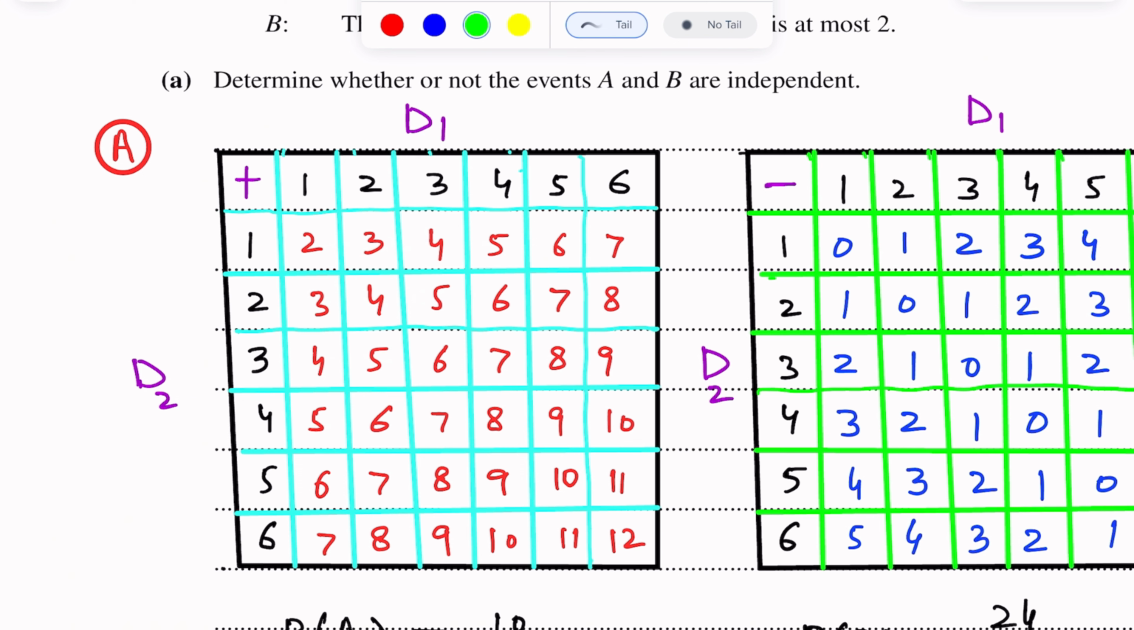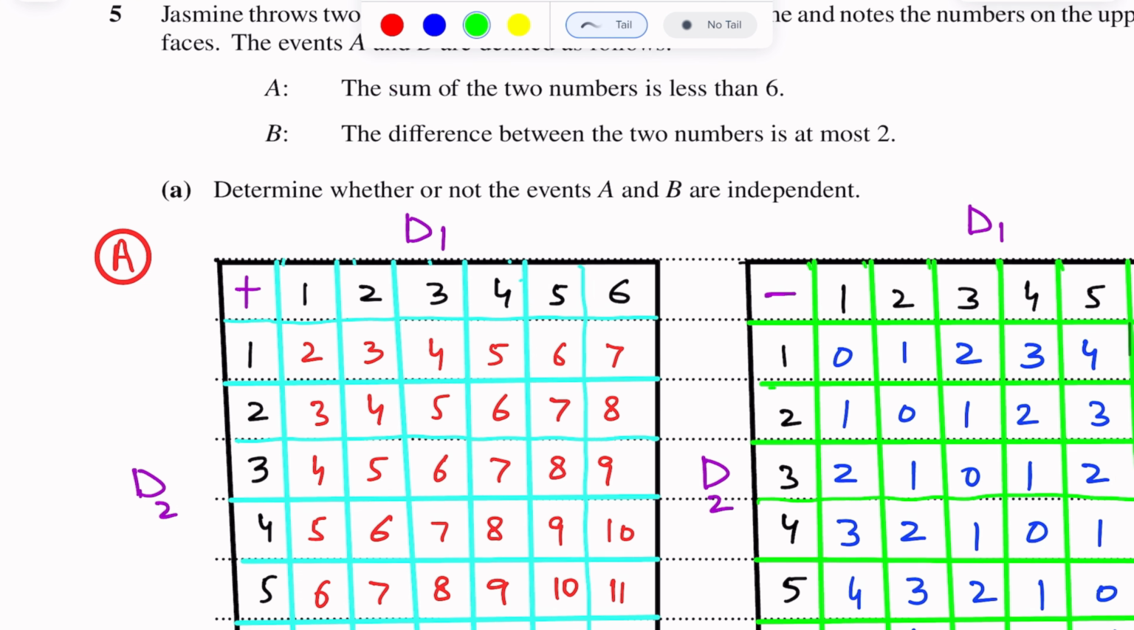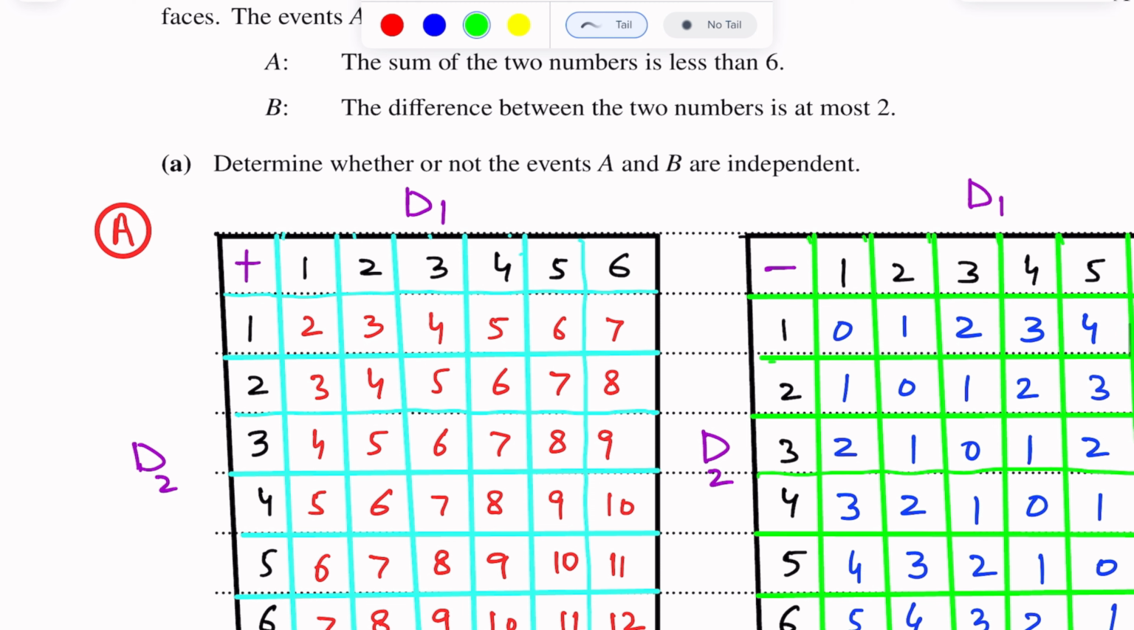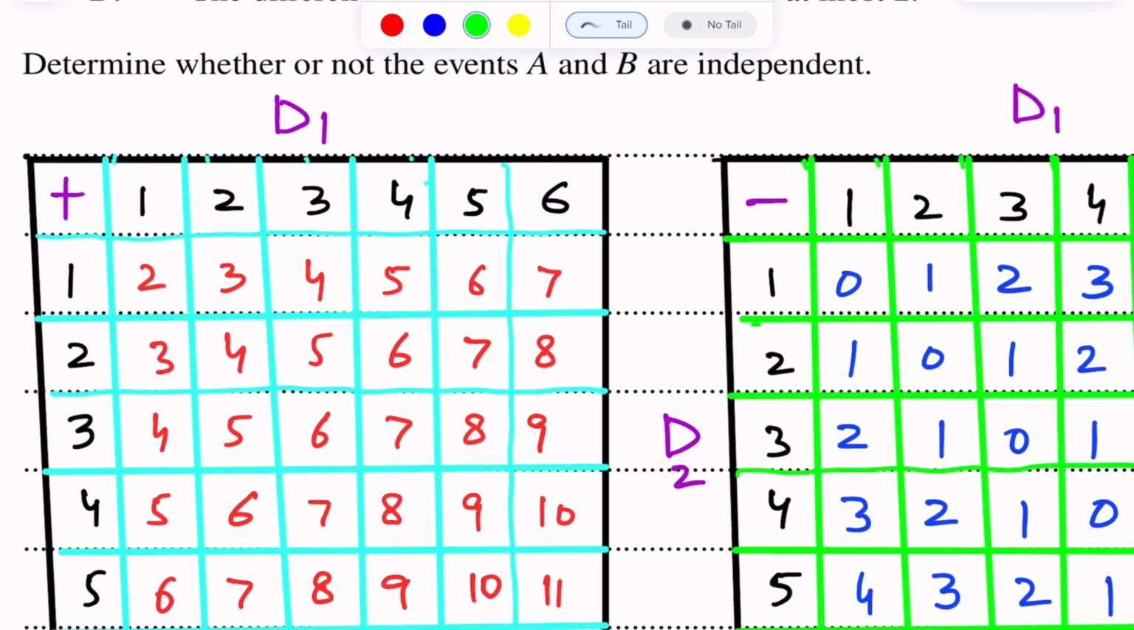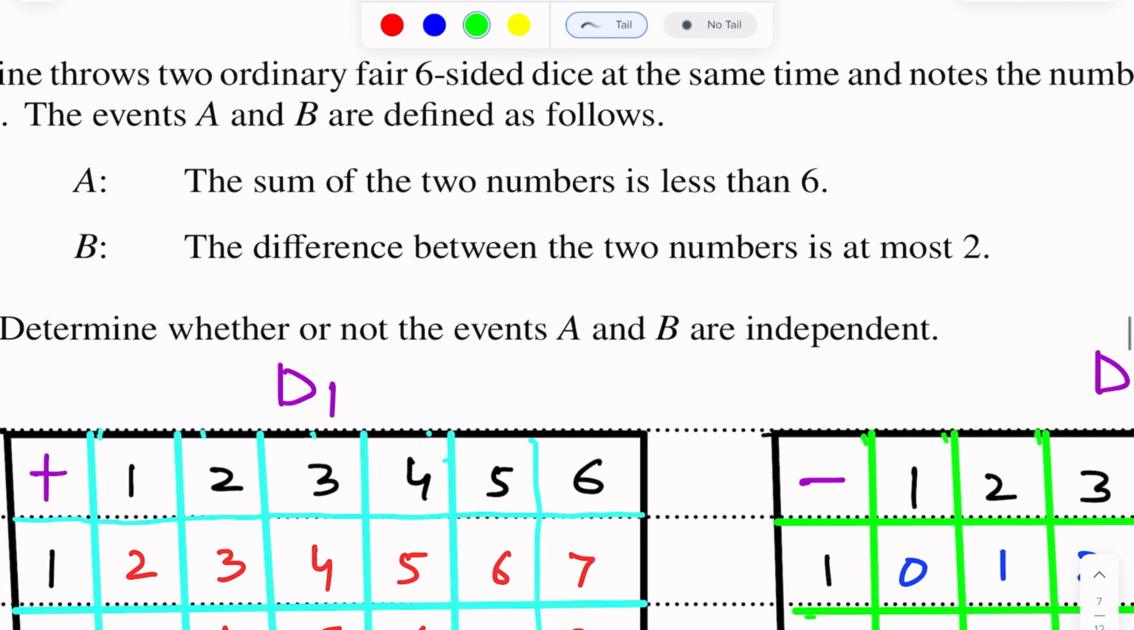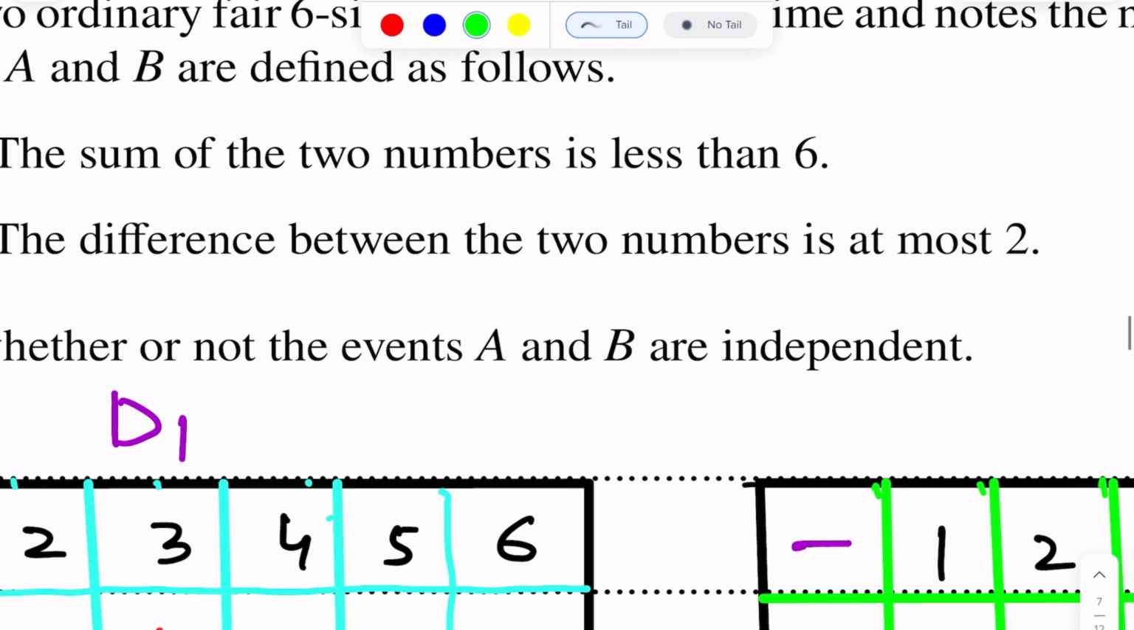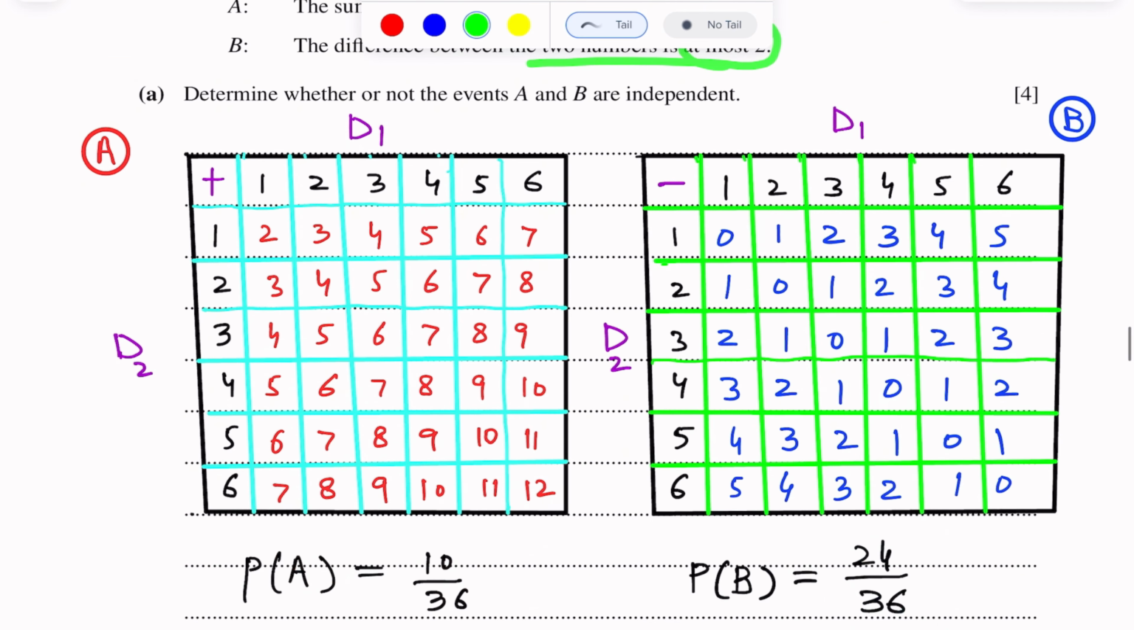Now we will check if the difference is less than or equal to 2, because event B is the difference between the two numbers is at most 2. So the sum is less than 6 in these numbers. Now we will check the difference.